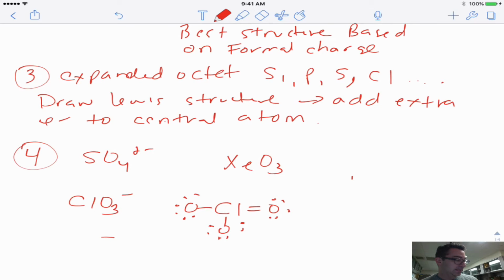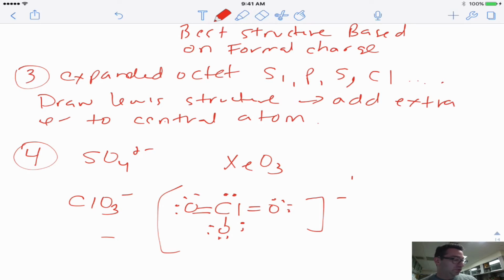2, 4, 6, 8, 10, 12, 14, 16, 18, 20, 22, 24, 26, 28. I counted wrong. 18 and 7, 25, 26. 2, 4, 6, 8, 10, 12, 14, 16, 18, 20, 22, 24, 26. And so we'll get this structure like this, where there's a double bond here to that. And in fact, we could even do this, where we actually have 2 double bonds.